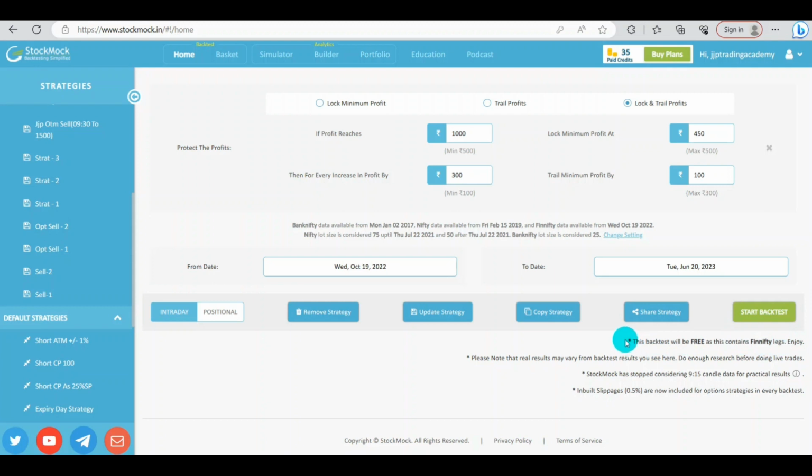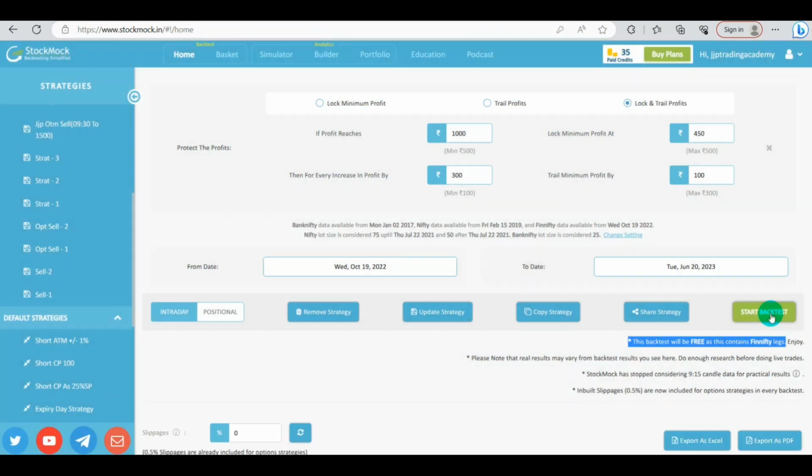There are no charges for FinNifty backtesting. You can easily go with FinNifty directly. So I'm just starting the backtest. It will take some time to generate the backtest. After the backtest, you can see every detail of the strategy.